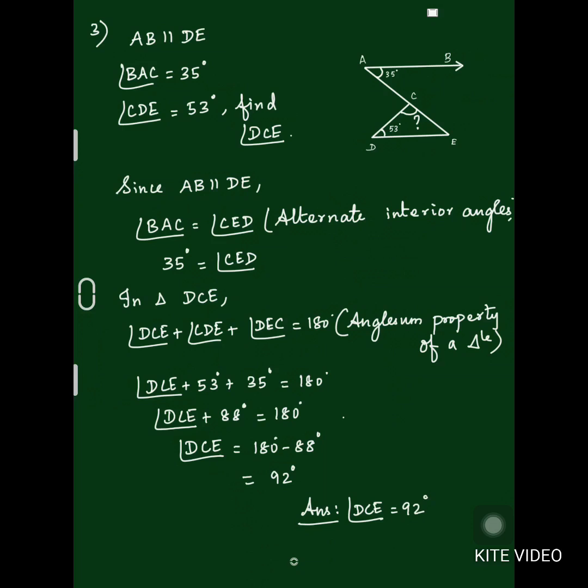Is it clear, children? Here we used two parallel lines cut by a transversal. You know the alternate interior angles are equal. So we found CED as 35 degree, and we applied angle sum property for the triangle CDE and found the third angle DCE, that is nothing but 92 degree. Hope it's clear.